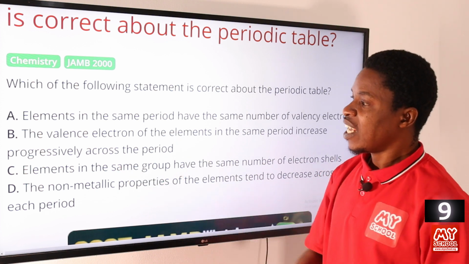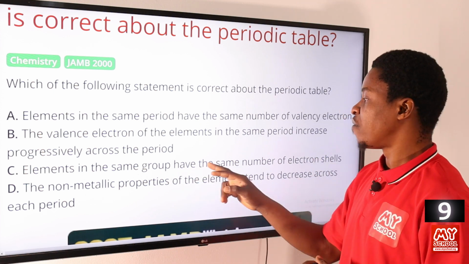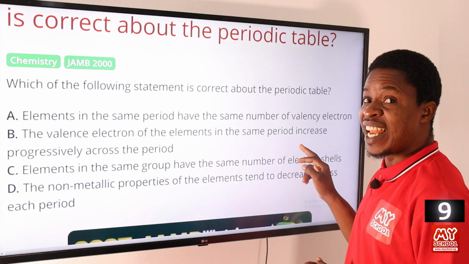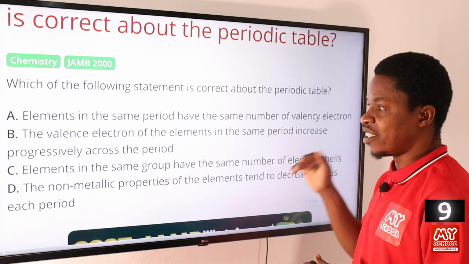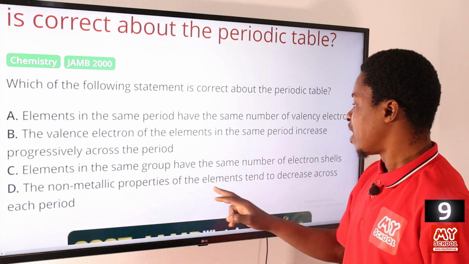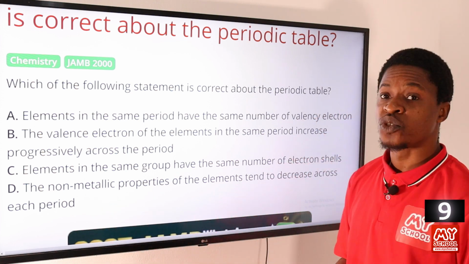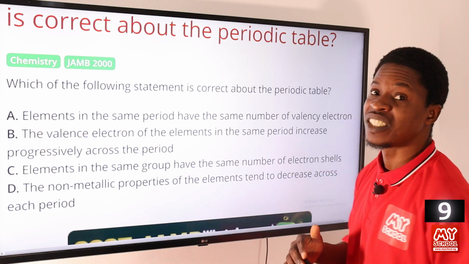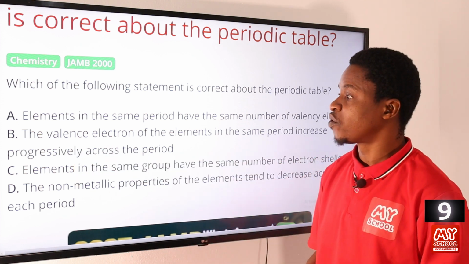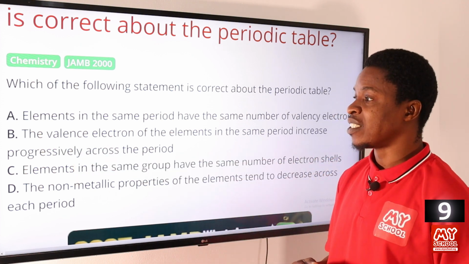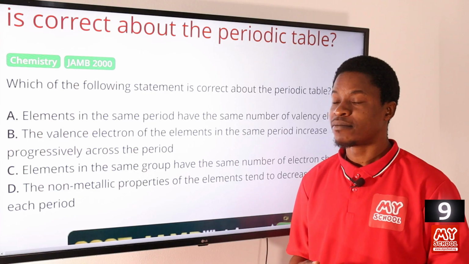Let's look at option C. Elements in the same group have the same number of electron shells. No. Elements in the same group have the same number of valence electrons, not electron shells. The number of shells is for elements in the same period. So this is not true. Option D, the non-metallic properties of the elements tend to decrease across the period. No, non-metallic properties of the elements tend to increase as you move across each period, not decrease. So the correct answer here is option B. The valence electrons of the elements in the same period increase progressively across the period.